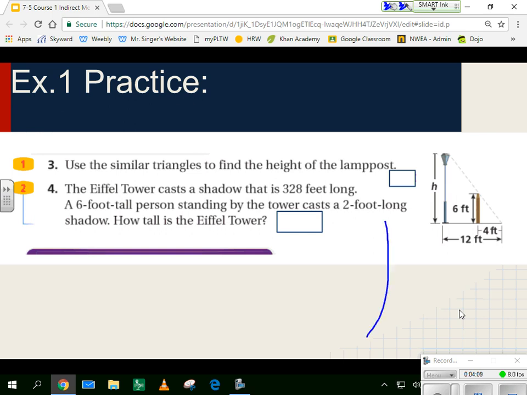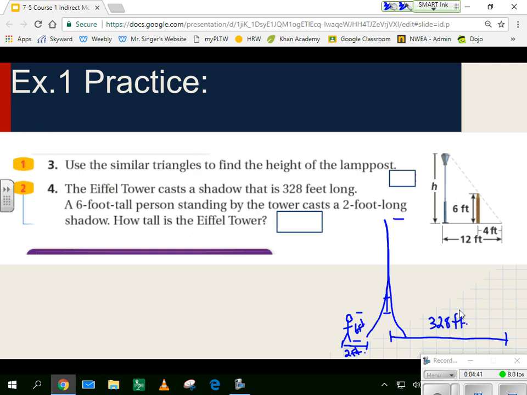So I'm going to draw the Eiffel Tower for you. Something like that. So the Eiffel Tower casts a shadow that is 328 feet long. And a person standing next to the Eiffel Tower, who is 6 feet tall, I'll give them arms, they're 6 feet tall. They cast a shadow that is 2 feet in length.